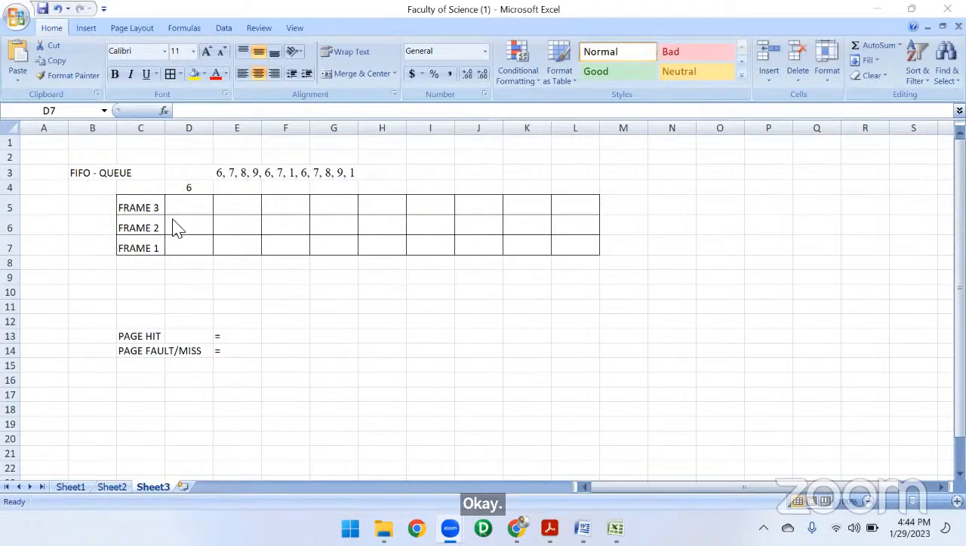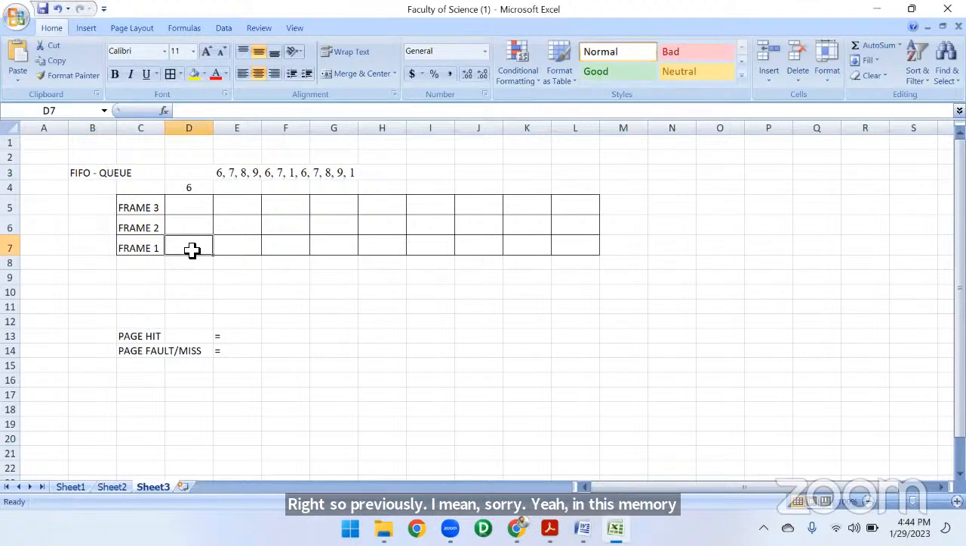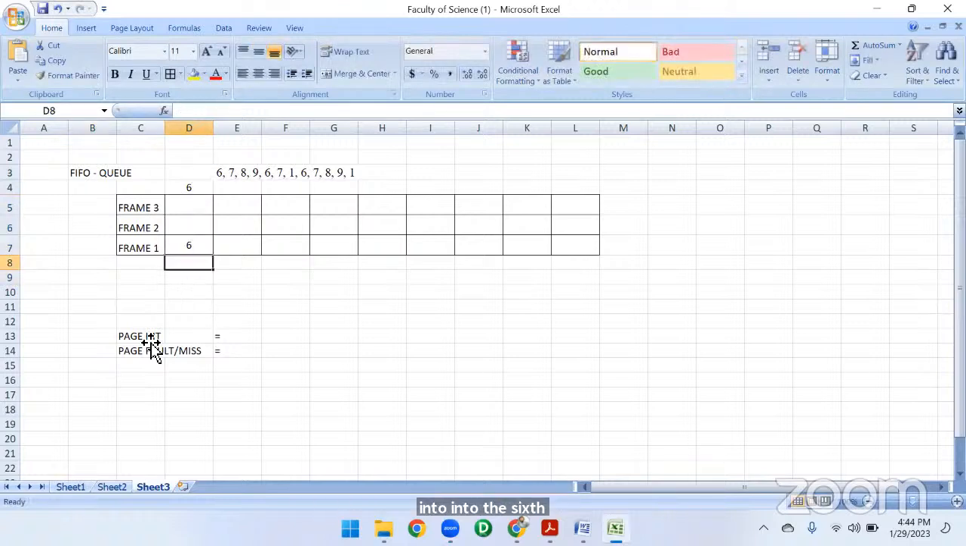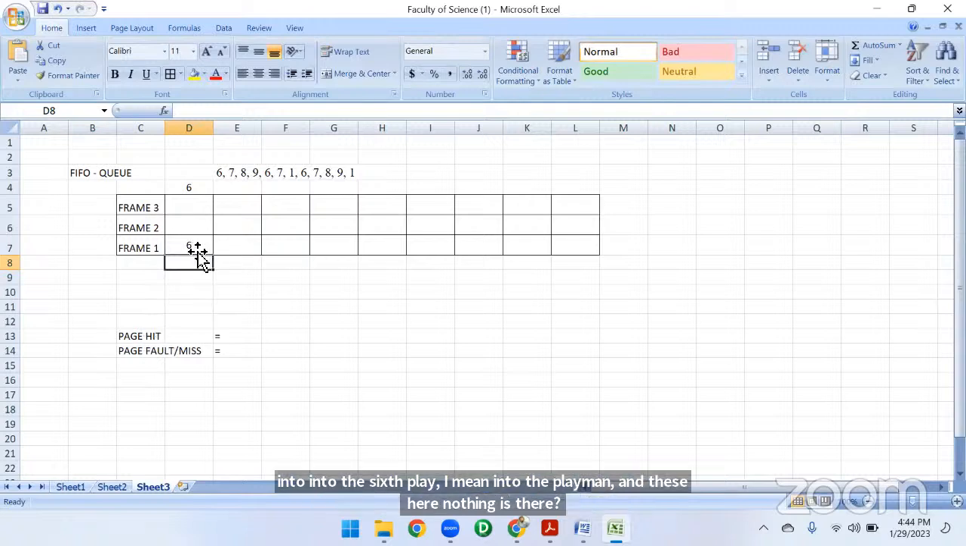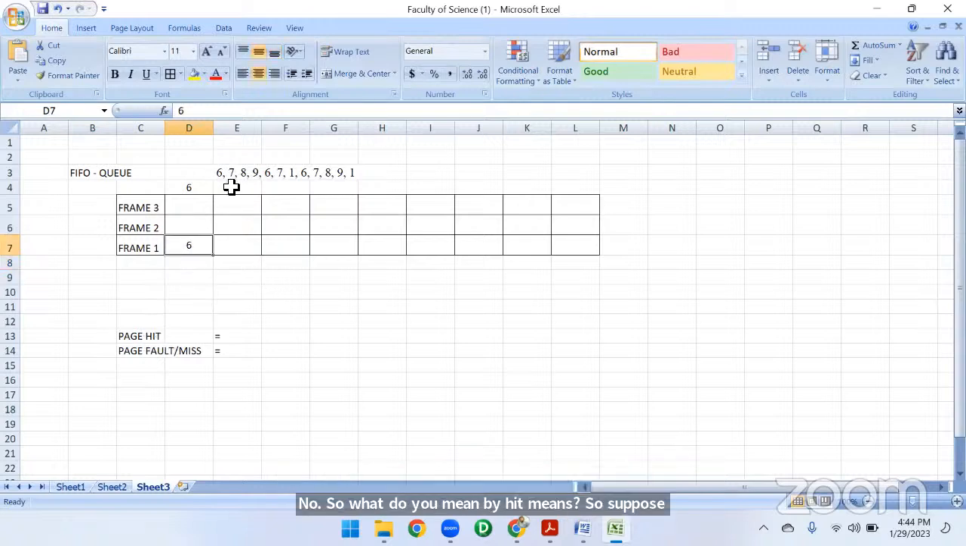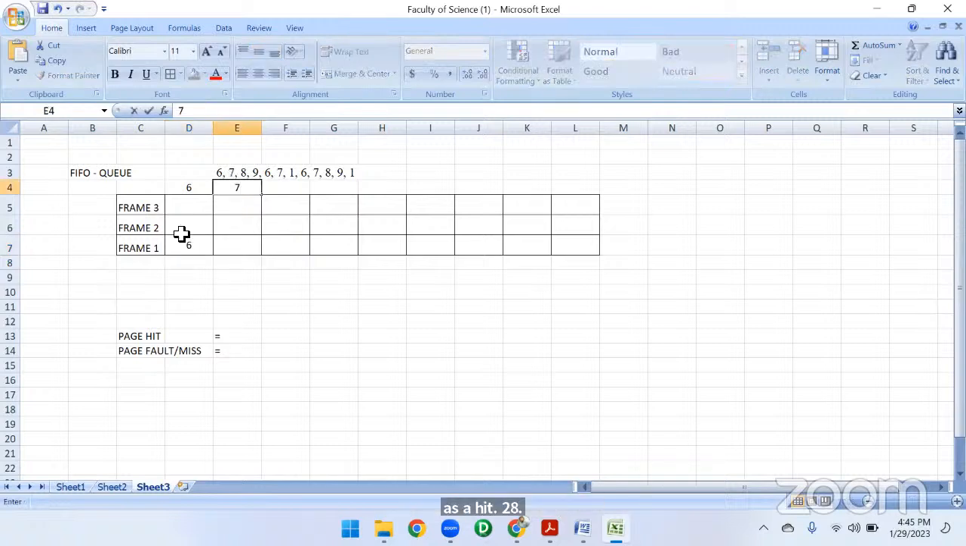Right. So previously, in this memory, we don't have any values. So when page 6 comes here, the 6 will be placed into frame 1, and nothing else is here. So what do we mean by a hit? Suppose it is 6 here, and again we get one more 6. Already 6 is present in the memory, so that is called a page hit. If we don't have it, suppose we are getting 7 here, 7 is not available here.